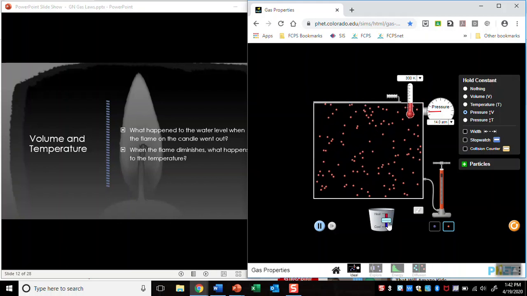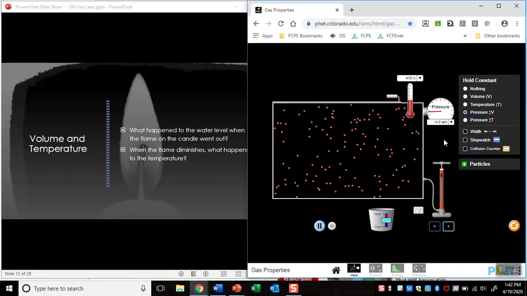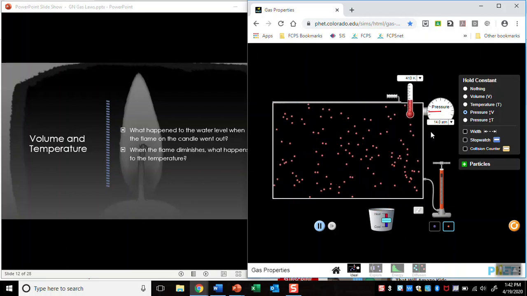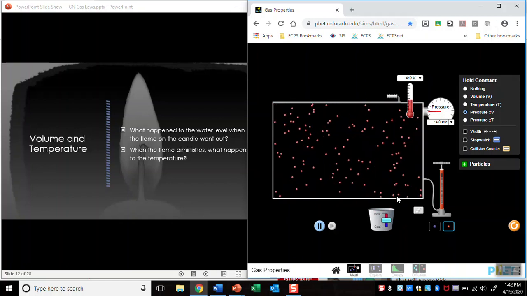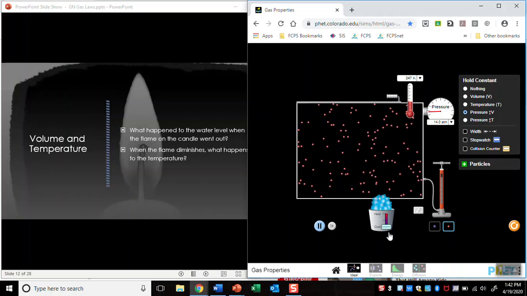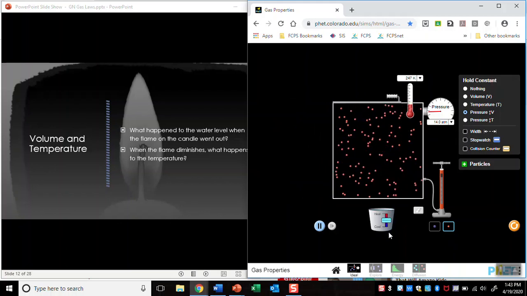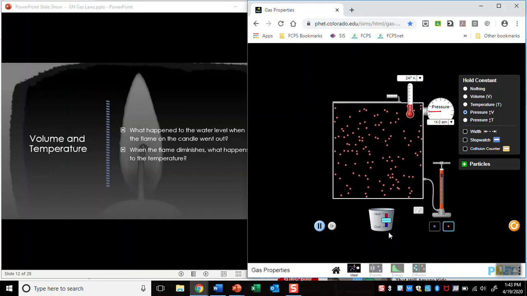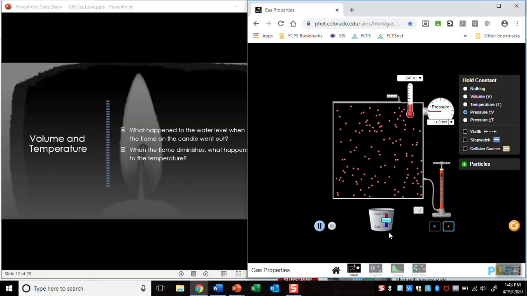If I heat it up, you see that nothing happens to the pressure. I did not pump more gas molecules in there, but you saw what happened to the volume. The volume was increasing, right? And then if I cooled it down, and again, pressure doesn't move, what happened to the volume? It went down. So what kind of relationship can we explain between volume and temperature?